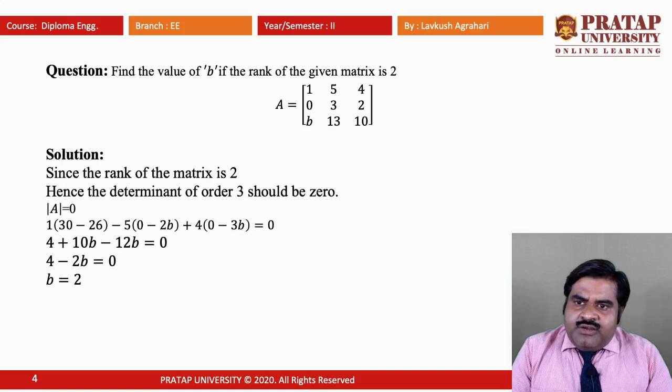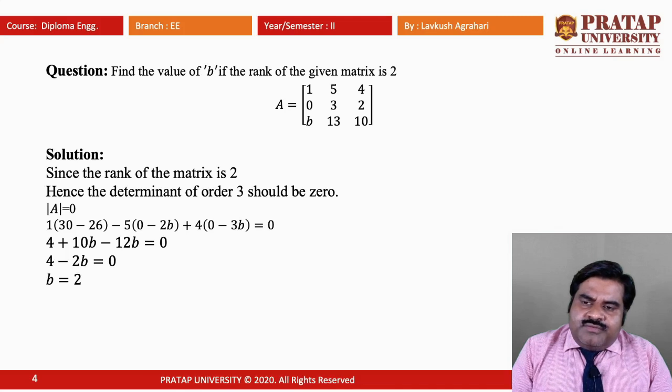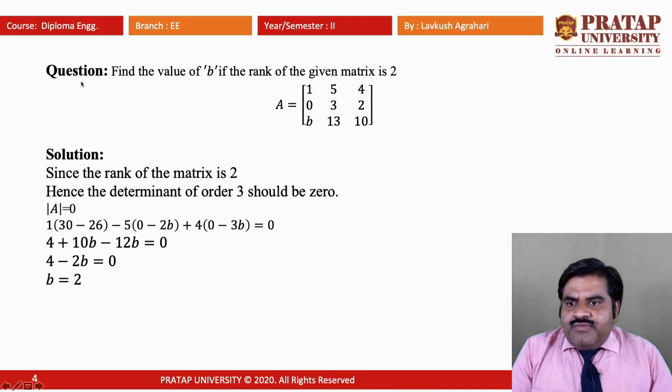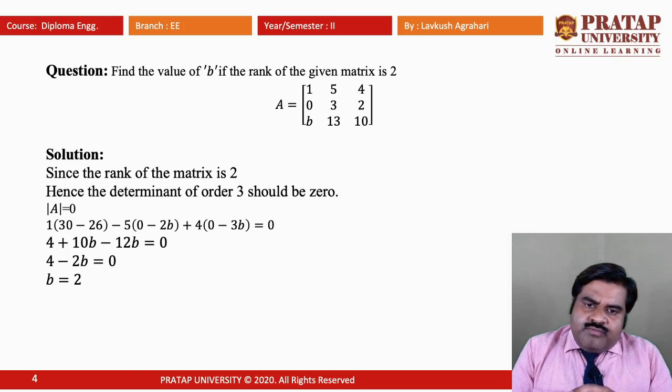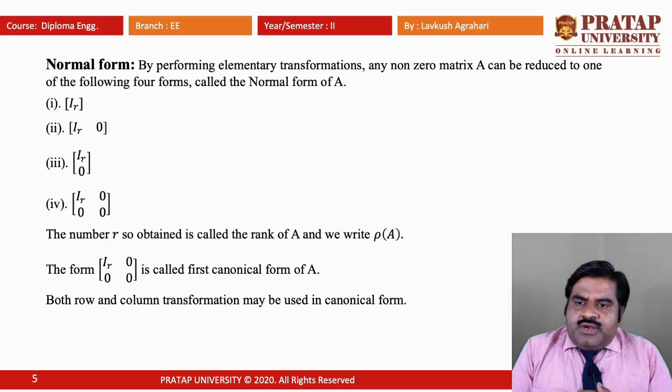Also, the rank can be used to find unknown values if the rank of the matrix is given. We have one example. We have to find the value of B in the given matrix if the matrix has rank 2. As we know that the rank of this matrix is 2, it's clear that the determinant of the matrix of order 3 should be 0. So if we calculate the determinant of the matrix A, we can find the value of B, which is 2.